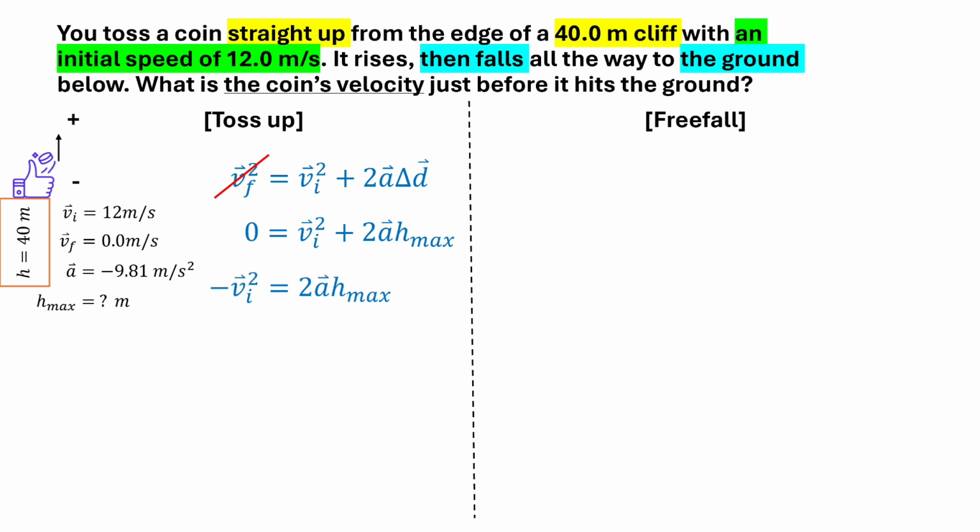I moved VI square to the left side by subtracting at first, and divided by 2 and A, which is the given variable we can simply substitute. Thus, we will have H max isolated.